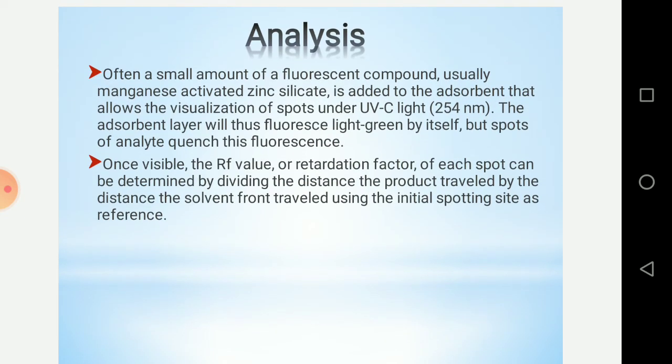Often a small amount of fluorescent compound, usually manganese-activated zinc silicate, is added to the adsorbent, which allows the visualization of the spots under UV light. The adsorbent layer will thus fluoresce slightly green itself, but spots of analyte quench this fluorescence. This you don't need to memorize. Just go through it, read once and keep it aside.